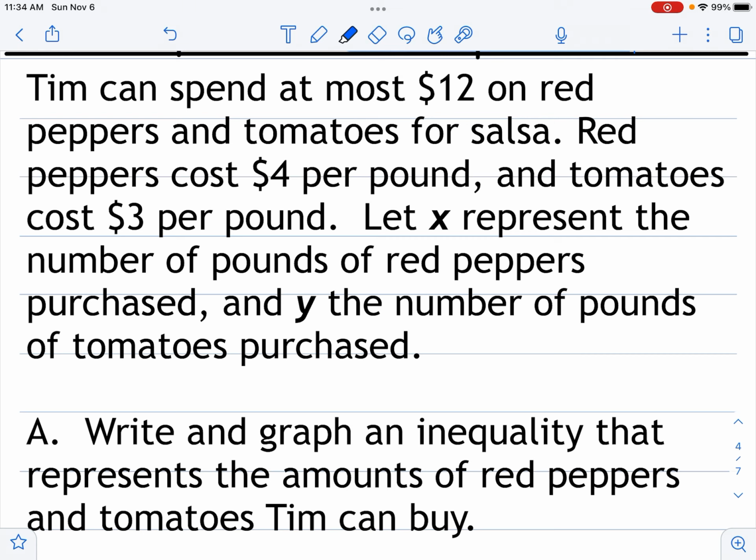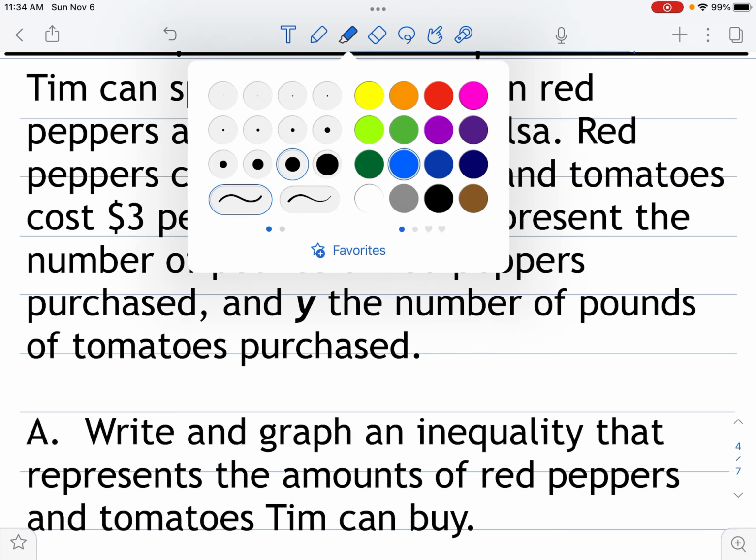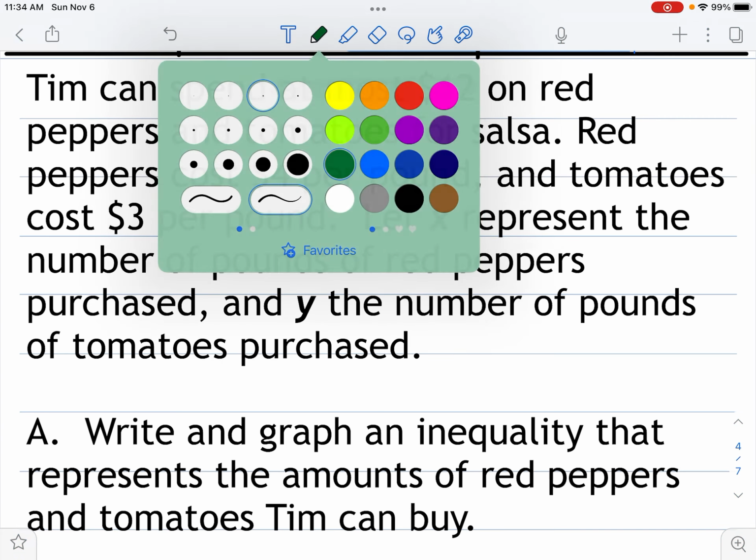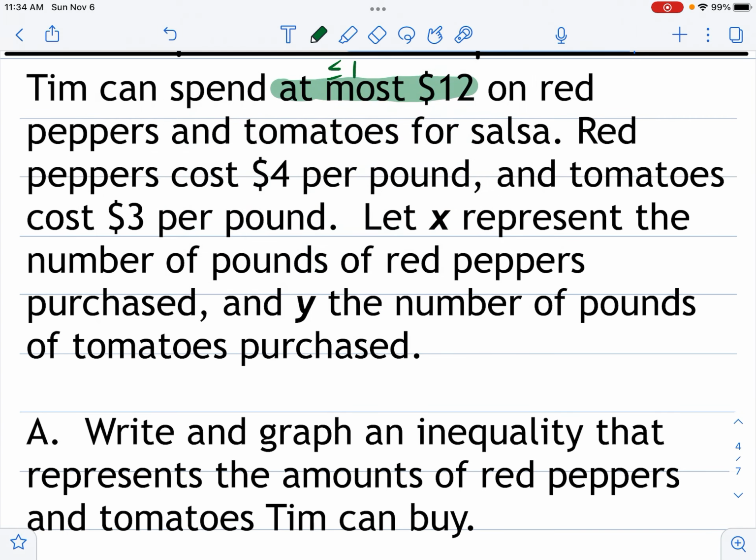Okay, so let's mark some things here on this. First of all, it says at most $12, so that's important to know. In fact, I'm going to highlight that in green because that's talking about how the inequality is set up. So what does that mean? At most is less than or equal to 12.